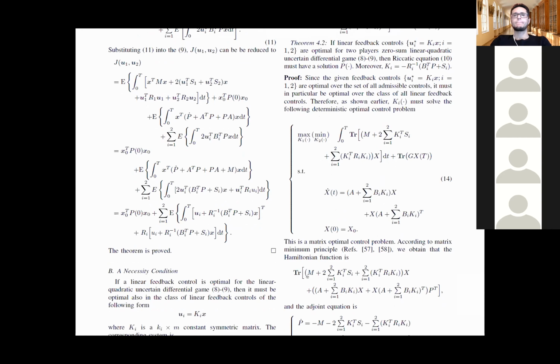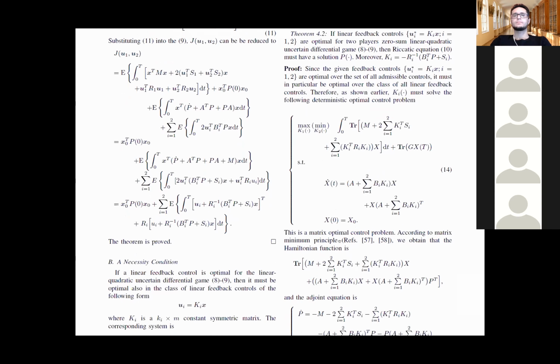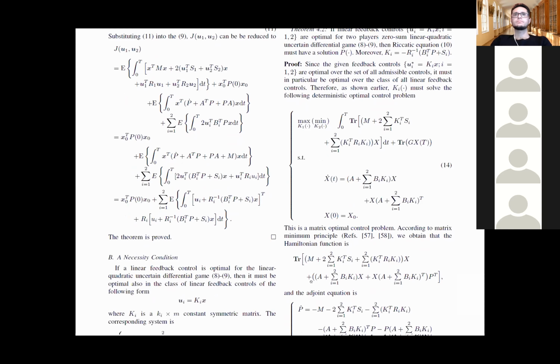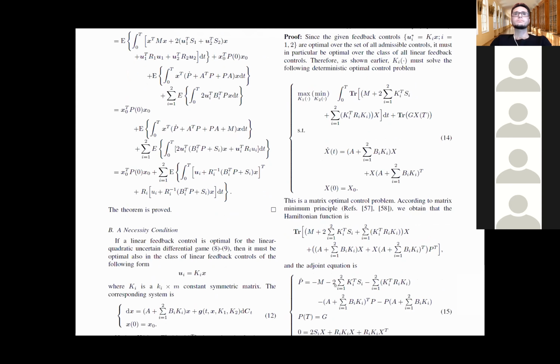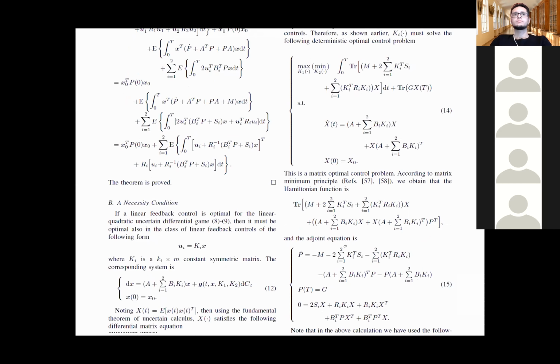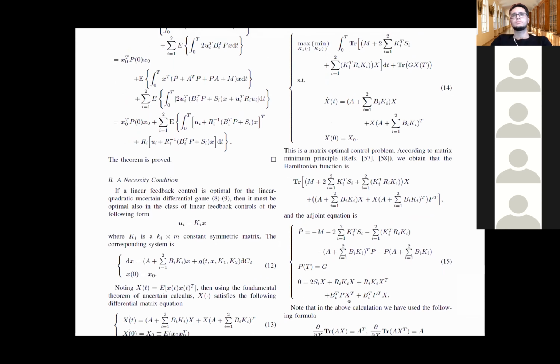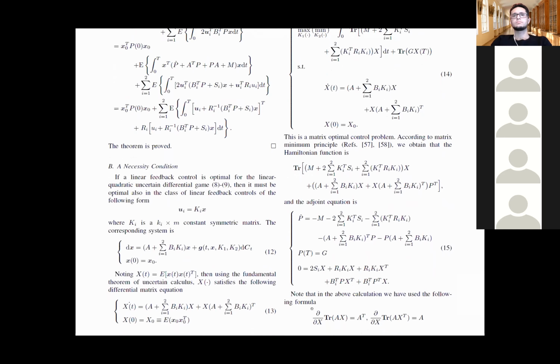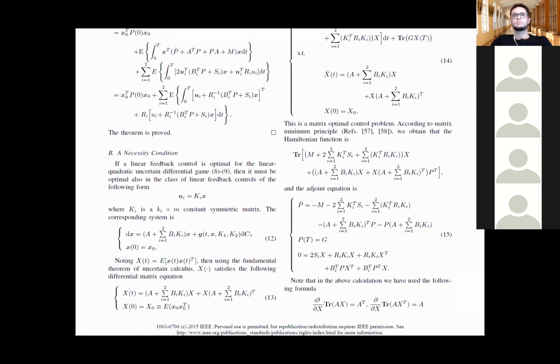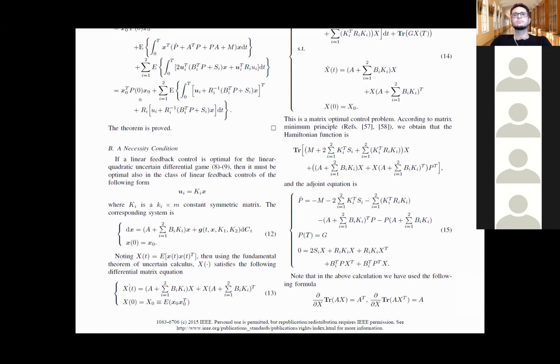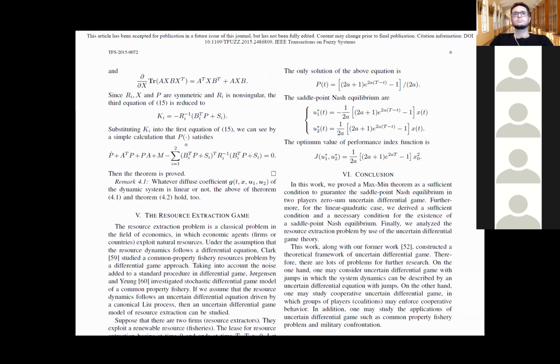T R is a matrix definition. And the adjoint equation is this. If we get this, we can get the calculation. Notice in the above calculation, we use the following formula. The formula is very common. Look at this. Then we can get the conclusion.